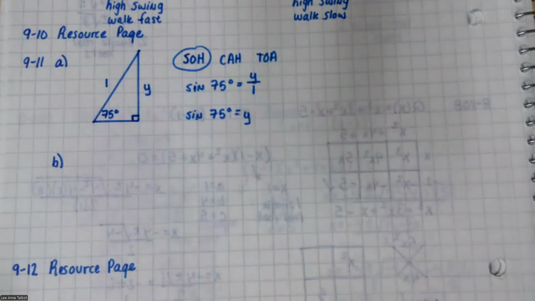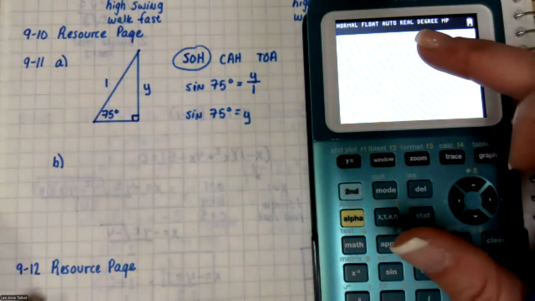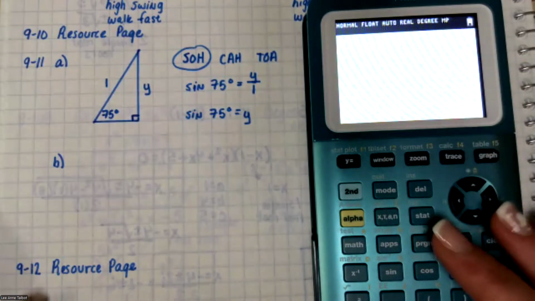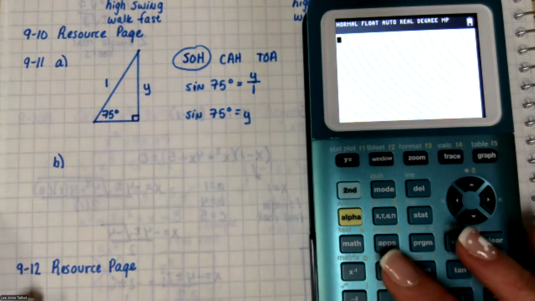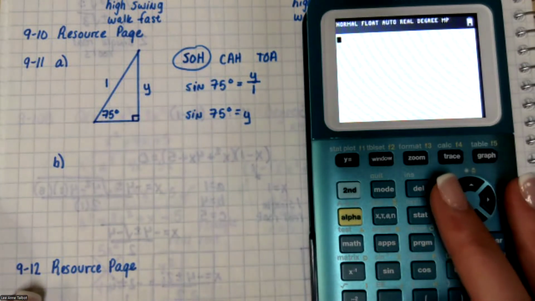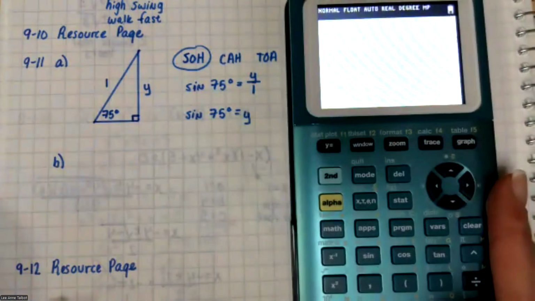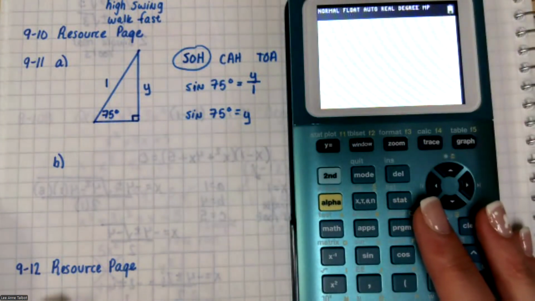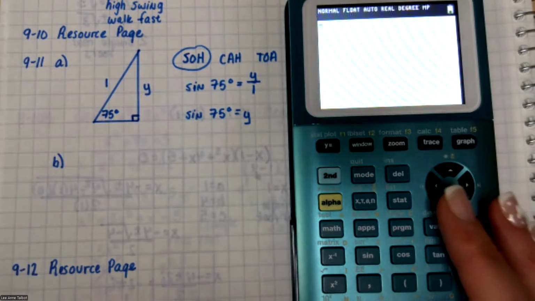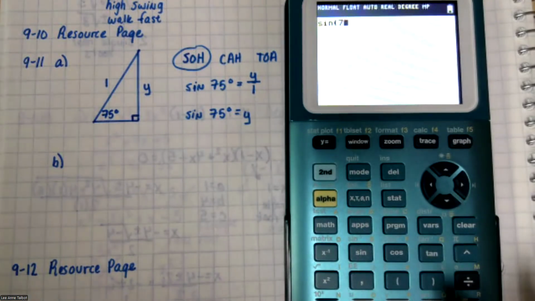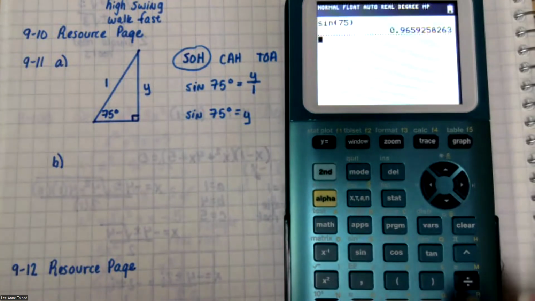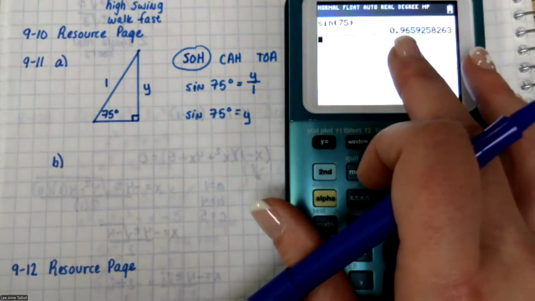Okay, grab a calculator and find me the sine of 75 degrees. Make sure that your calculator's in degrees. Super important that it says degrees. It should be a familiar decimal to what we were just working on. Sine 75. Oh, 0.966.